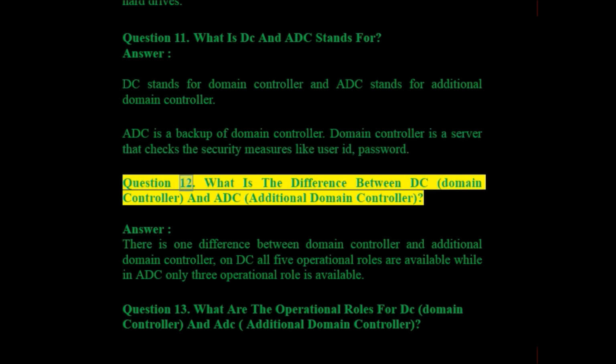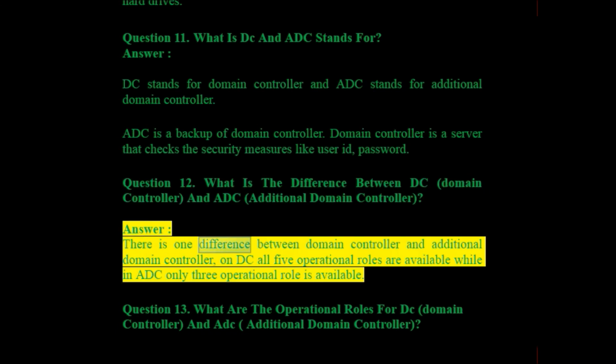Question 12. What is the difference between DC, Domain Controller, and ADC, Additional Domain Controller? Answer: There is one difference between Domain Controller and Additional Domain Controller. On DC all 5 operational roles are available, while in ADC only 3 operational roles are available.